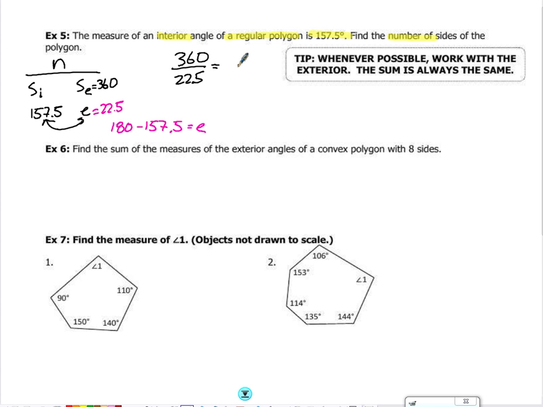So, a little tip is really helpful. Whenever you're working, whenever possible, you want to try to work with the exterior angles, because that sum is always 360 degrees.